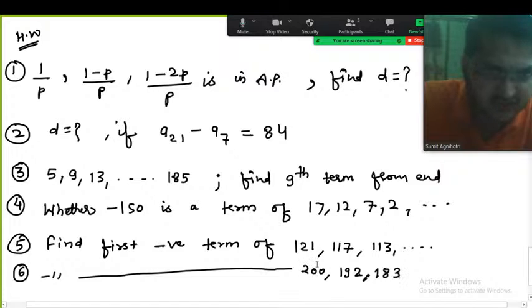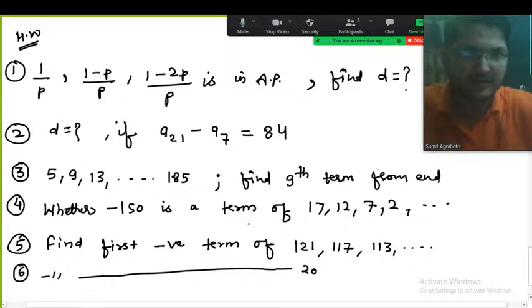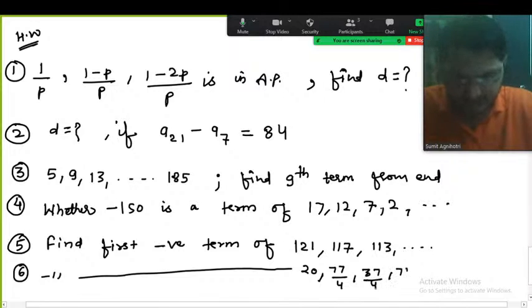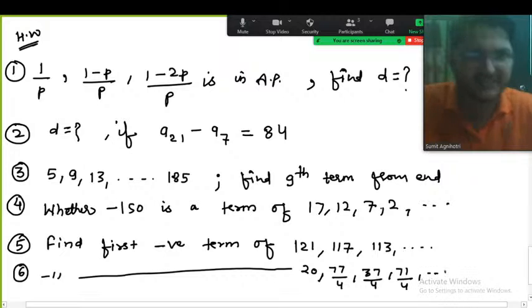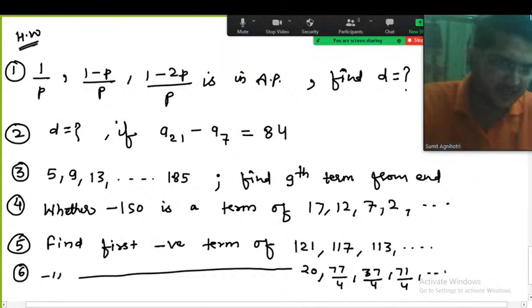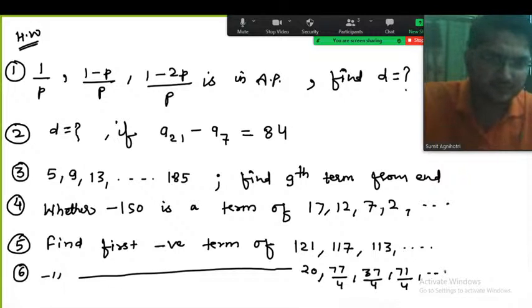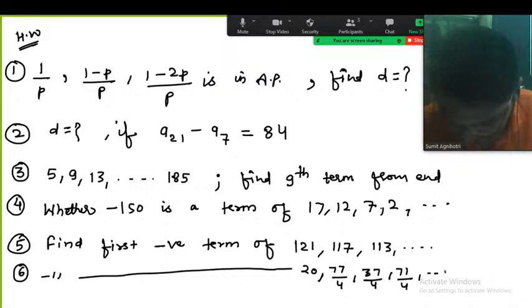Okay, that's why I will change this once again, and I'm writing it in this manner. 20 is my first term, then 77 over 4 is the next term, then 37 over 4 is the next term, and then 71 over 4 is the next term, and it keeps on decreasing in the same way. Is it now an AP? First tell me that.